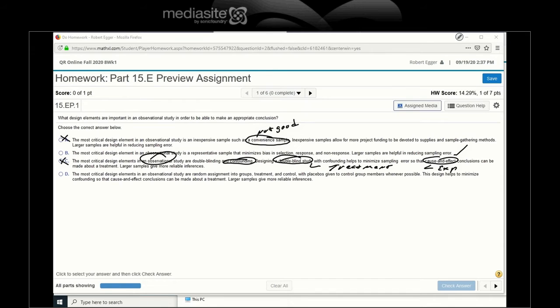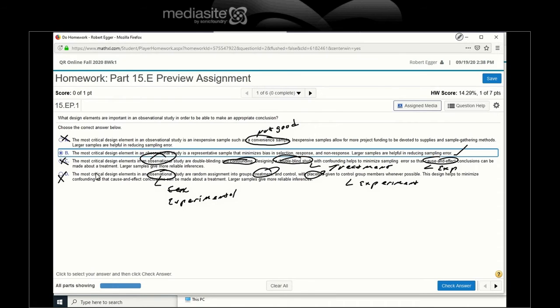See, the most critical design element in an observational study are random assignment of groups, treatment, and control with placebos given to control group members whenever possible. Again, here we want observational, but we're talking about an experiment. This design helps minimize confounding, which is true, so that cause and effect conclusions can be made about a treatment. Now, if this is an experimental study, I go experimental study. But for an observational study, no. The answer has to be B.